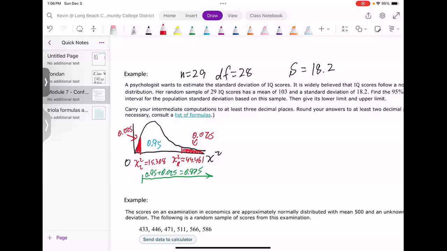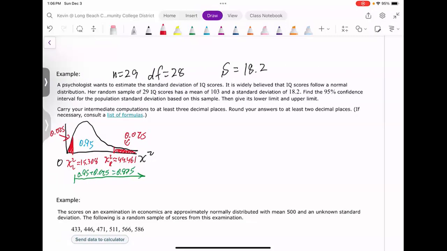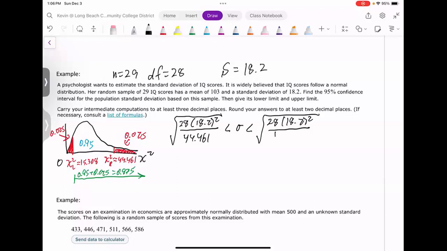All right, so let's get our standard deviation. So this is going to be the square root of n minus 1, which is 28, times the standard deviation, 18.2 squared, over the right one, which is 44.461, and the square root of 28 times 18.2 squared over the other one, which is 15.308.